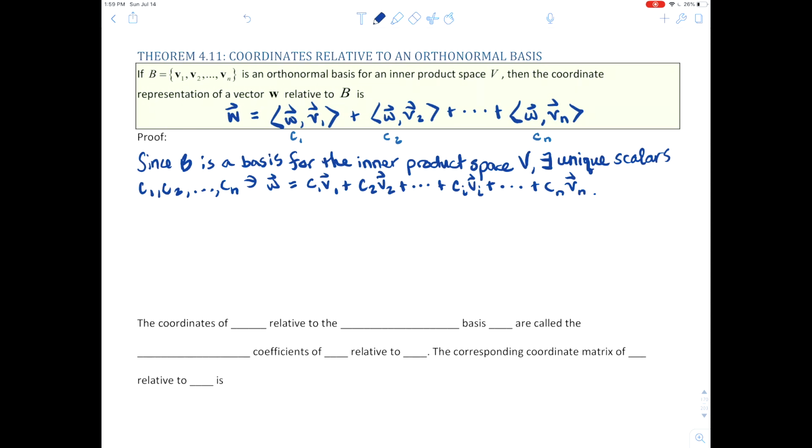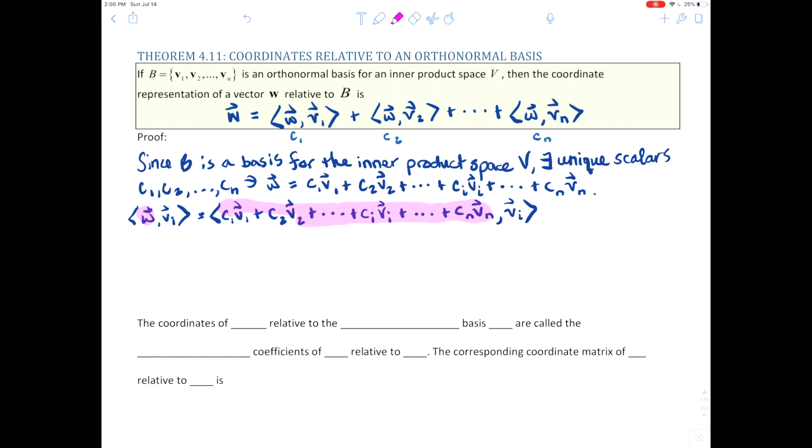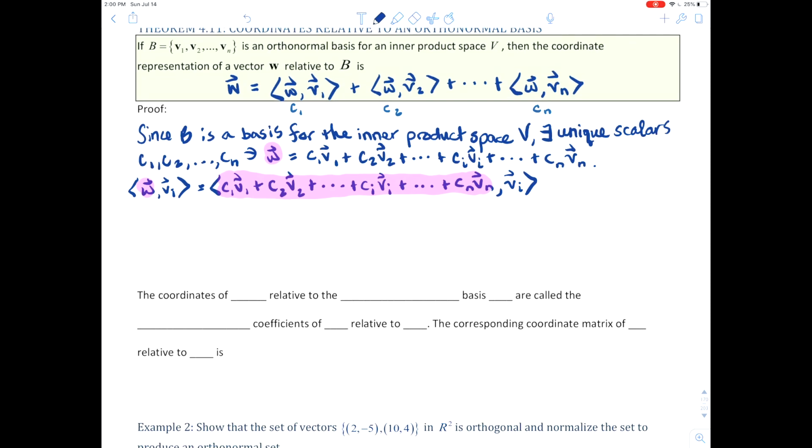All right. So now let's look at the inner product of W with Vi. Well, that's going to be kind of like that last one, right? We'll have C1 V1 plus, we're just replacing what W is. So plus C2 V2 plus dot dot dot plus Ci Vi plus dot dot dot plus Cn Vn, and then that sum of vectors, we'll have the inner product of that with Vi. So all we did here was we replaced W with this sum right here, because that's what W is. Cool, cool?